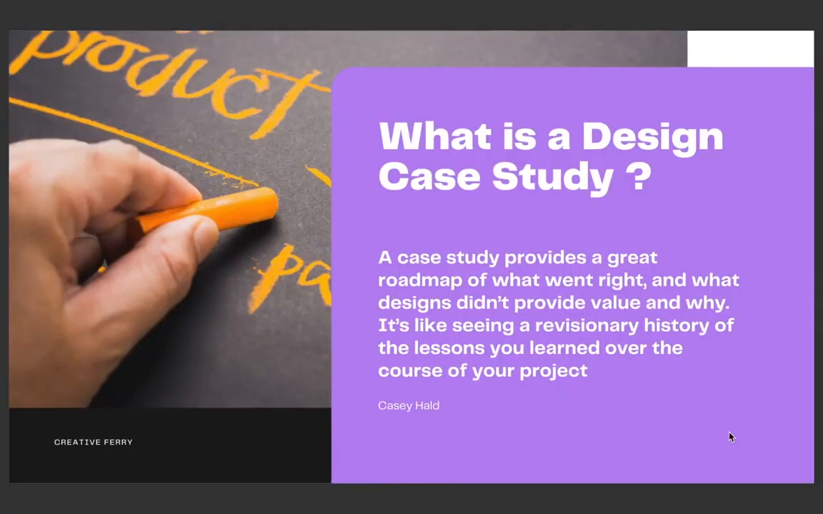All right, another definition is by Cassie Held. A case study provides a great roadmap of what went right and what value the designers provided and why, right? So it's like seeing a revolutionary history of a particular lesson that you learned over the course of your project. You've completed a project, you're thinking back, and your case study helps you account for all the lessons you have learned over the course of the project.